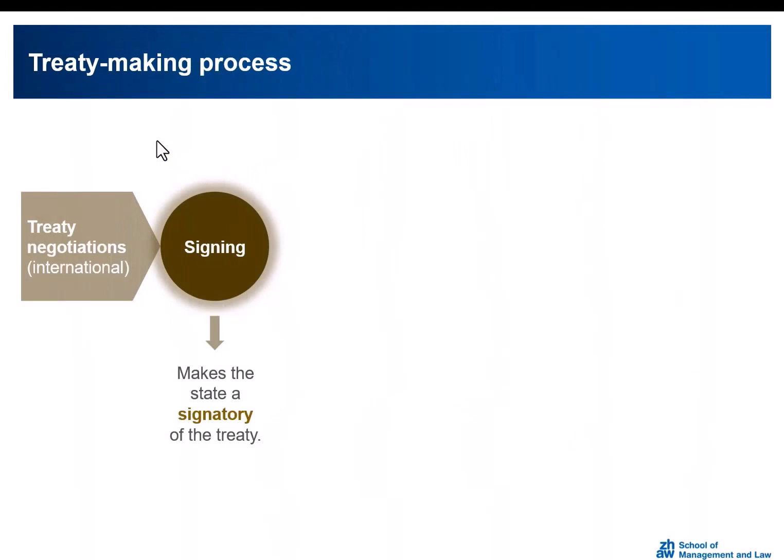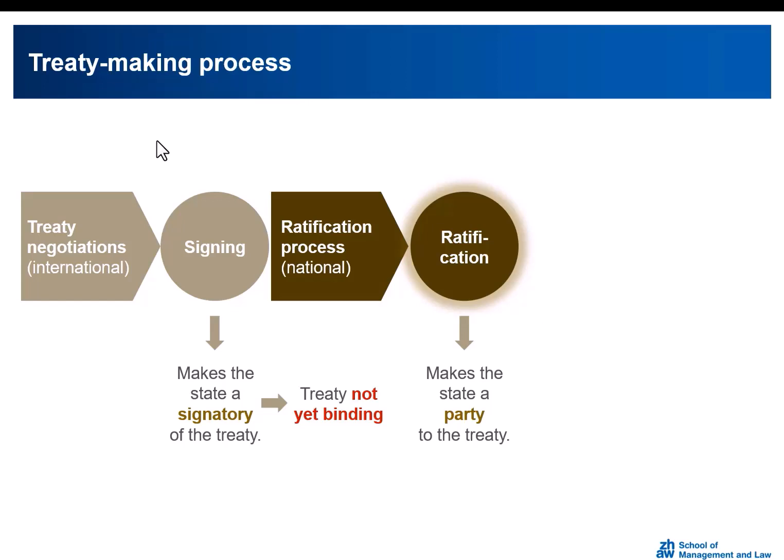Signing does not make the states whose representatives have signed the treaty parties to that treaty. It only makes them signatories. Therefore, the treaty is not yet binding for those states. To become a party, each of these states still needs to ratify the treaty. Only when a state has ratified the treaty, it is bound by it. Ratification is the decisive step that puts the treaty into force for the state concerned.